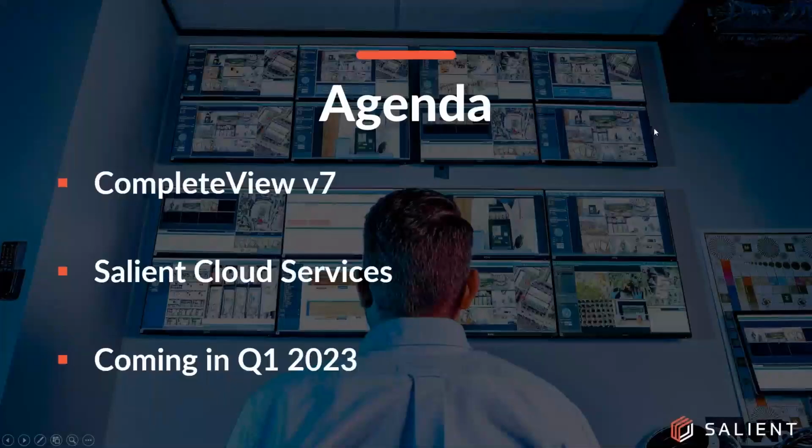So our agenda today is going to be first talking about Complete View version 7. We've made a lot of enhancements to it since it originally became generally available, and we'll highlight some of the things that we're working on there. We've got some exciting things to showcase with Salient Cloud Services. And then lastly, probably the part I'm most excited about, we've got a sneak peek of some capabilities coming in early next year. Some of these will be available mid to late January. Some of these will be available mid to late February. But either way, there's a set of really exciting capabilities coming out Q1 of next year.